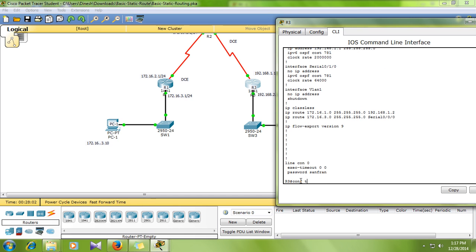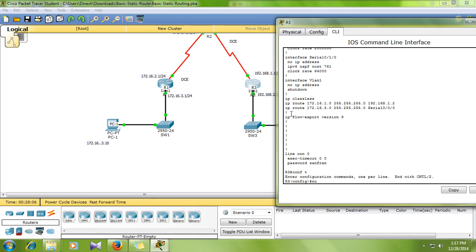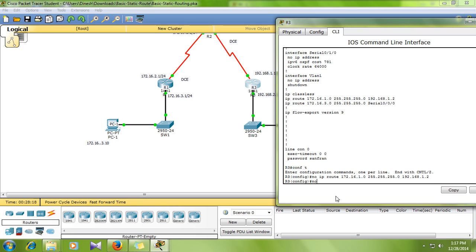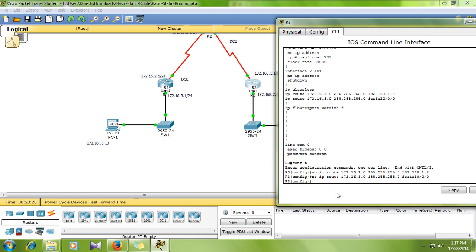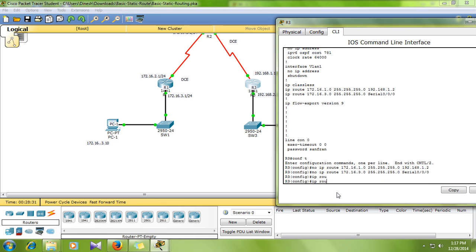Now I'm going to summarize this route: 172.16.0.0 255.255.252.0, because if we configure this subnet, the two networks will come under it. The two networks come under this network. Exit interface.